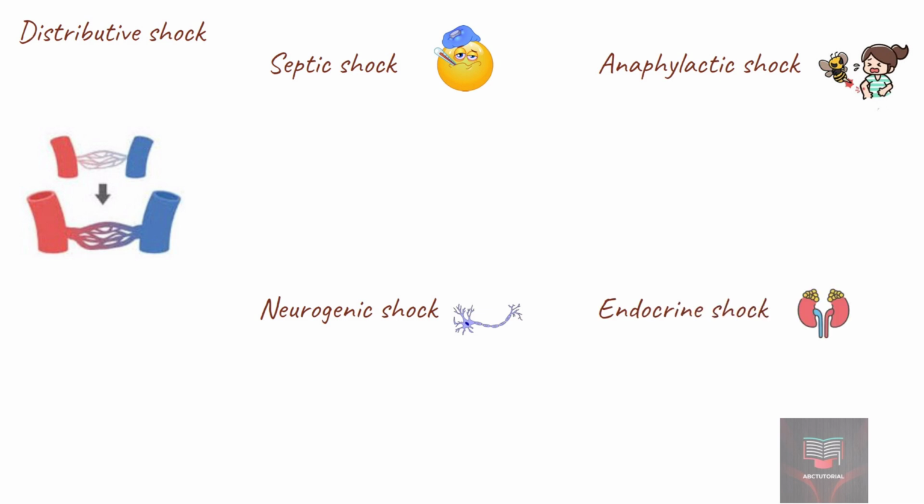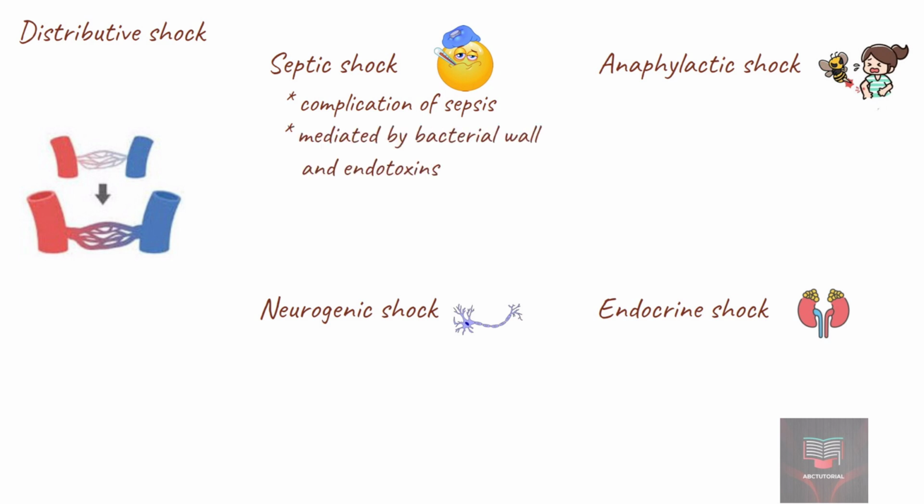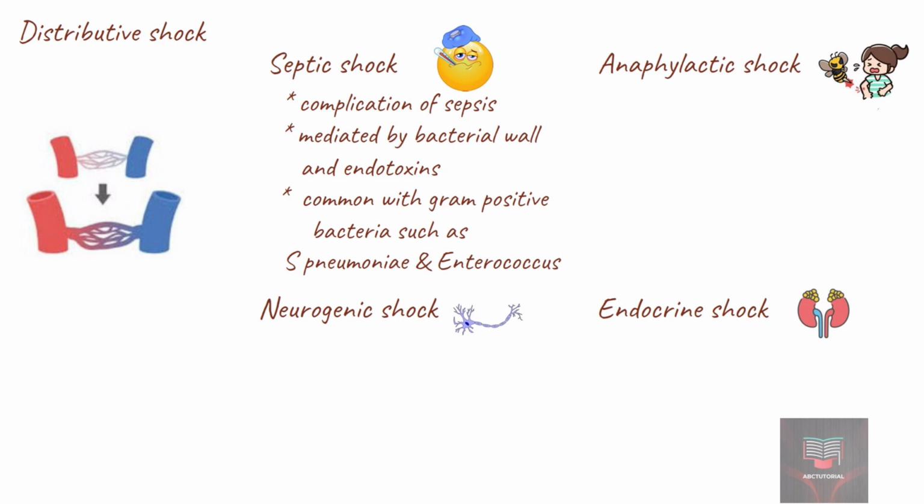Septic shock is a complication of sepsis with severe circulatory, cellular, and metabolic abnormalities resulting in tissue hypoperfusion. The systemic vasodilation is mediated by bacterial cell wall and endotoxins. The most common pathogens associated with septic shock are gram-positive bacteria, including Streptococcus pneumoniae and Enterococcus.